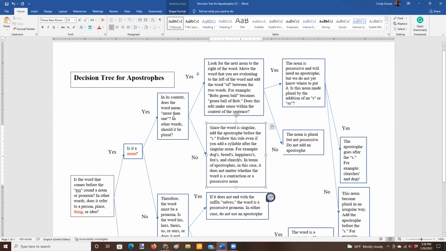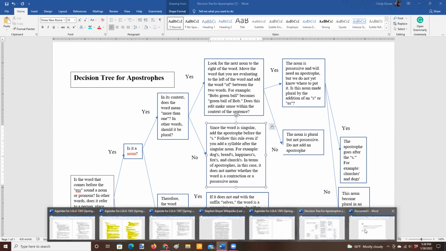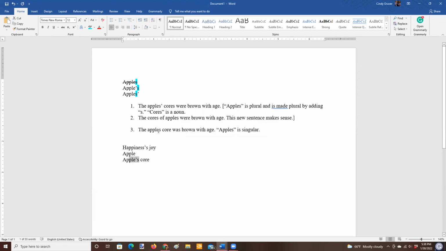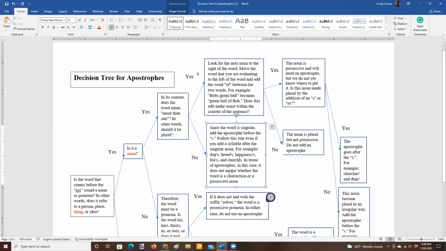Okay, so we know it's a noun. We know that this particular word apple's is singular. And so we're going to go down here to no. So since the word is singular, add the apostrophe before the S. So going back to our sentence, we're going to put the apostrophe right here. The apple's core was brown with age. Apple's is singular. And this is just commentary here. We know that we're done because there's no box after this one.